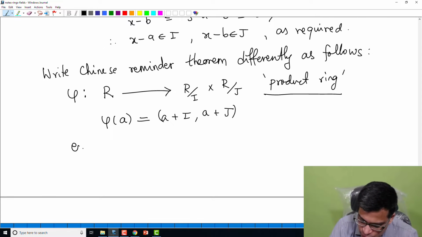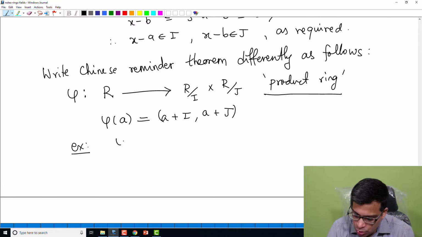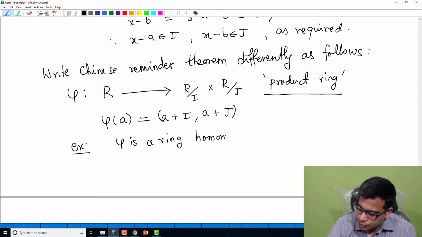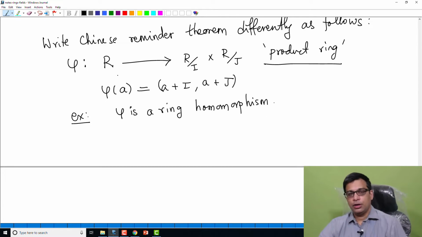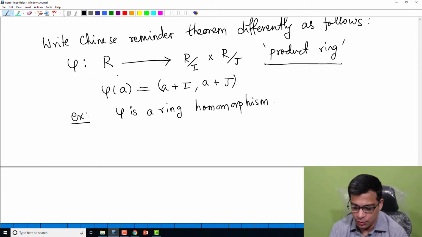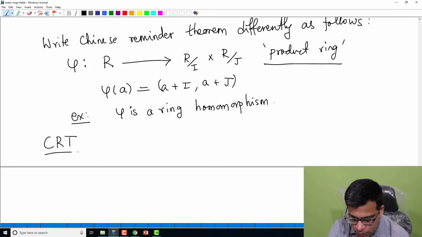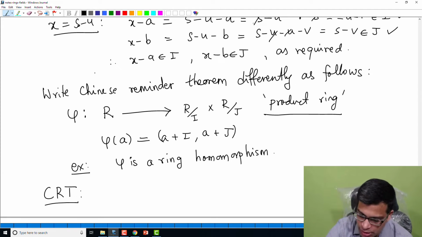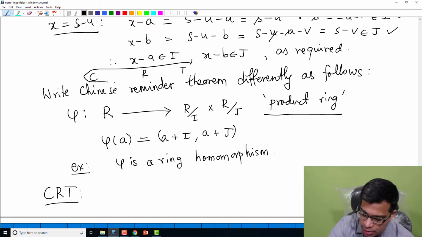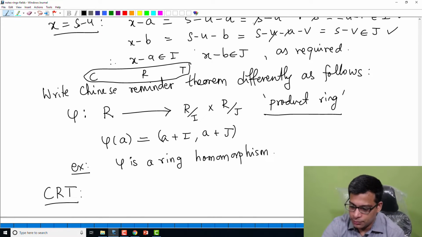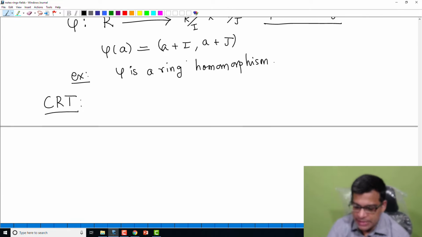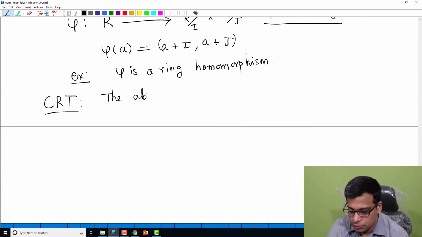And it's an exercise which I will not do and I will ask you to do. This is a very easy exercise. It is that phi is a ring homomorphism. Now the Chinese remainder theorem has a very nice formulation which is easy to remember in terms of this homomorphism. Chinese remainder theorem, let's call this CRT, a standard abbreviation for Chinese remainder theorem. It says that the above map is surjective.